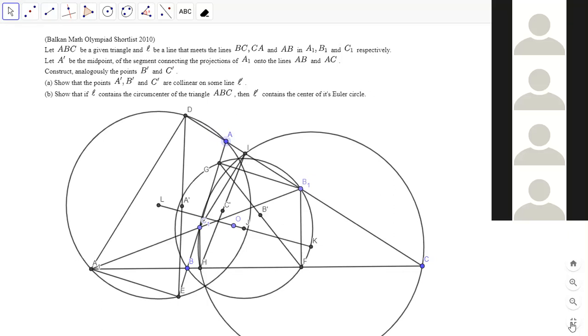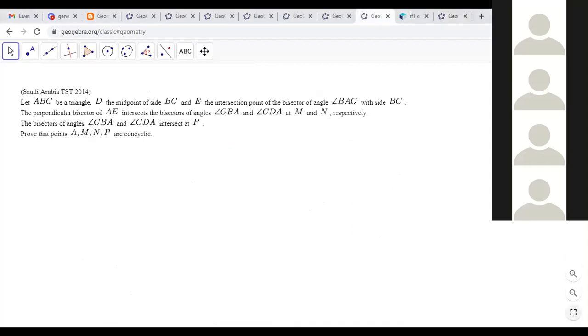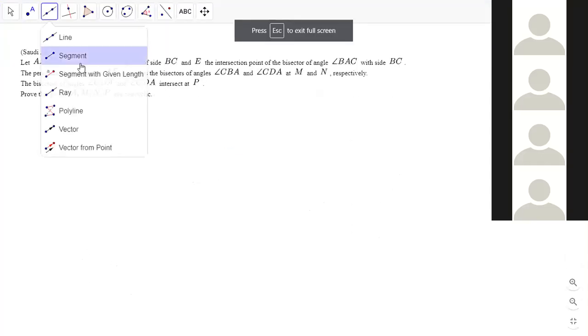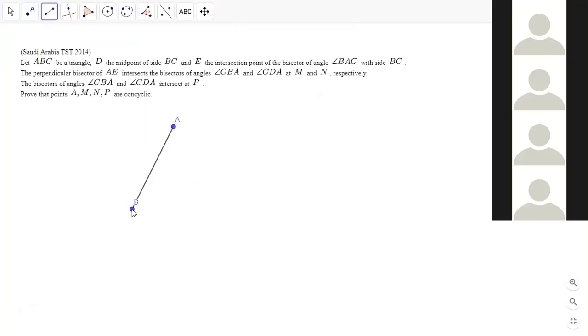All right, you guys want to check out the other problem? Let's see. Yeah, I agree. Let's try the next one. So this one, we have a triangle ABC. D is the midpoint of BC. And E is the intersection of the angle bisector with BC.